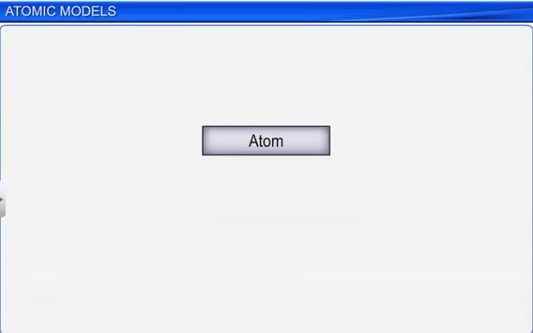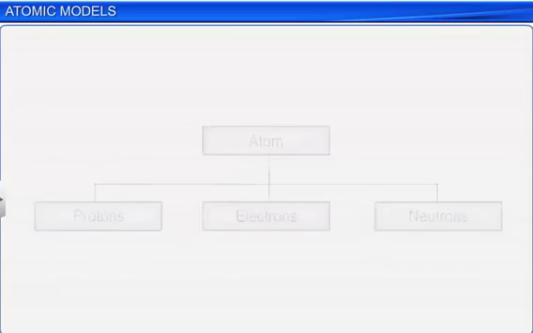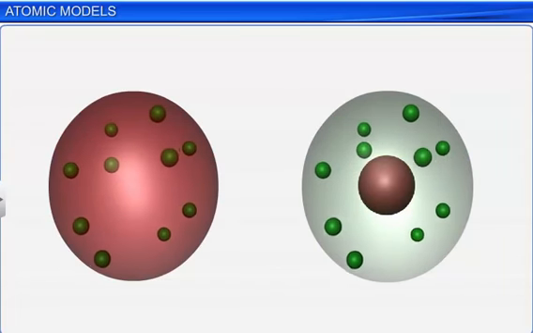Through various experiments, it was established that an atom consists of subatomic particles such as protons, electrons, and neutrons. Now, let us look at the arrangement of these subatomic particles in an atom. Different models were proposed to explain the distribution of subatomic particles in an atom.